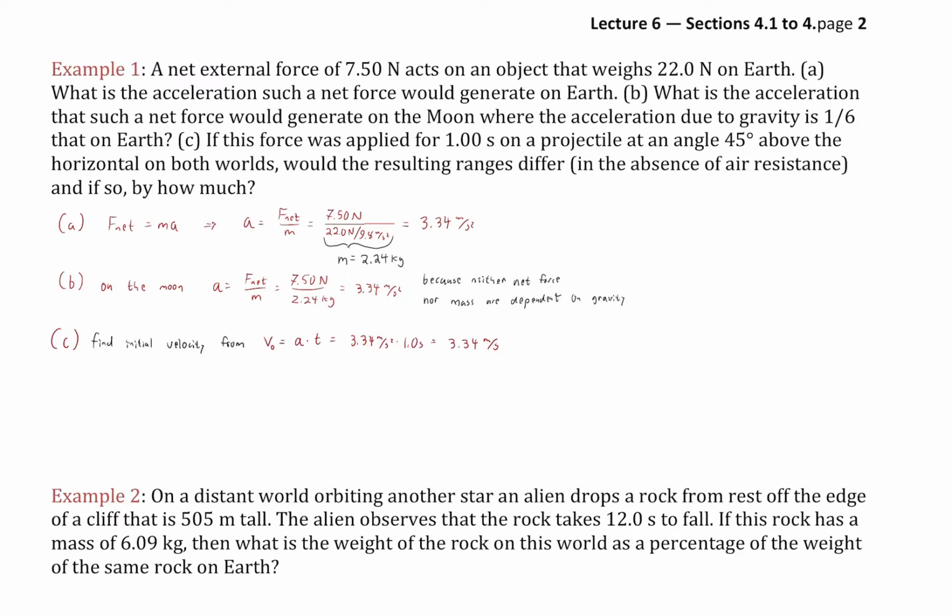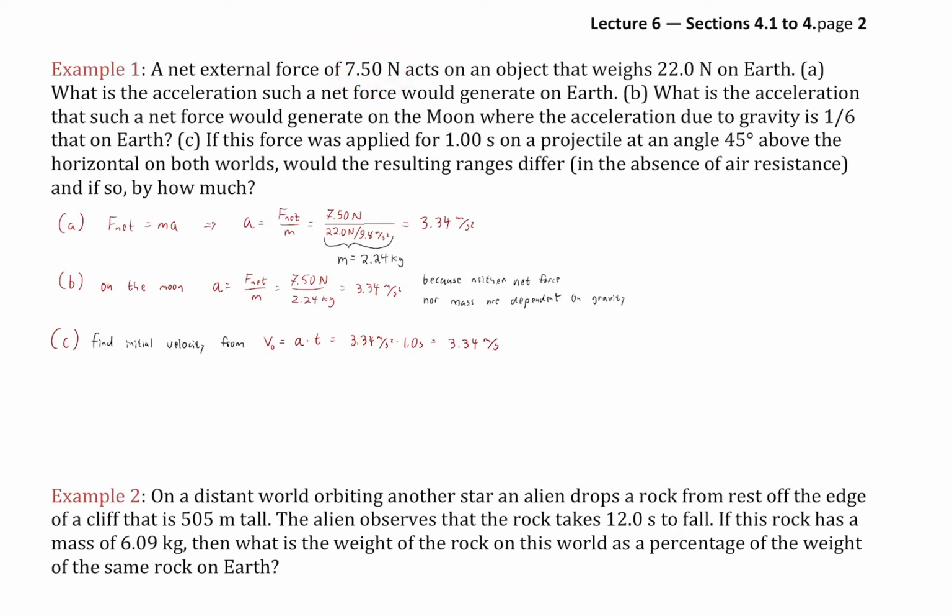Well, in part C, we're asked if this force was applied for 1 second, and this force being the one that we mentioned before, right? So the net force of 7.5 newtons. Okay. So if that force was applied in both situations. Oh, by the way, this was not the weight on the Moon. This is the external net force. A moment ago, I misspoke, so I want to be clear on that. This is the external net force that's applied on either Earth or the Moon. This was not the Moon weight.